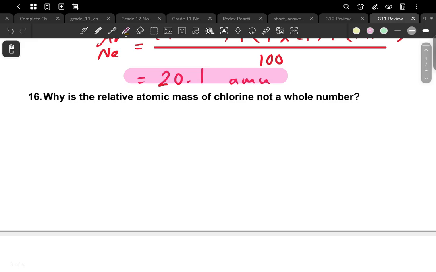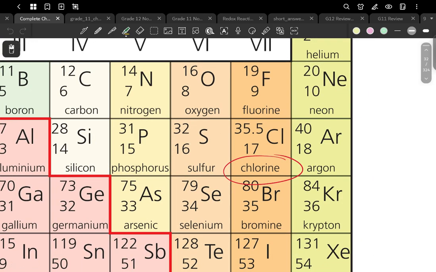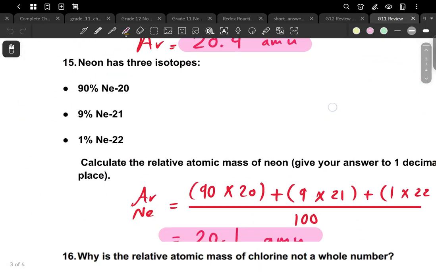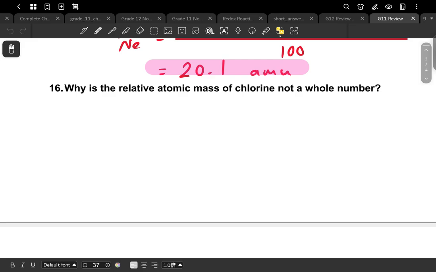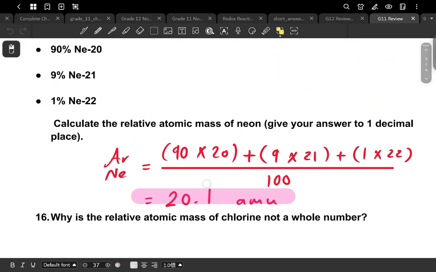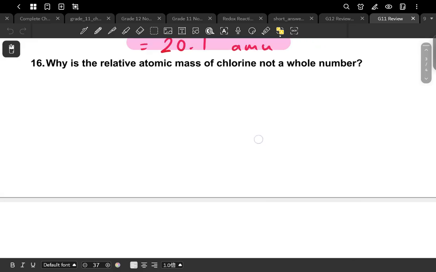Why is the relative atomic mass of chlorine not a whole number? If we check the periodic table, the atomic mass of chlorine is 35.5, and it's asking why it is not a whole number. Not a whole number because this is an average, right? As we said before, this is the relative atomic mass written in the periodic table, and we can say the same definition, because it's the weighted average mass.